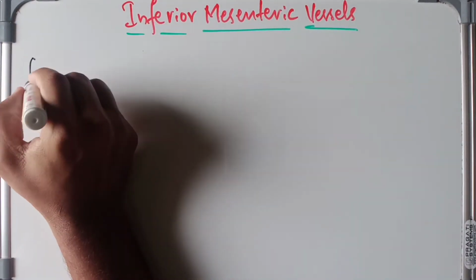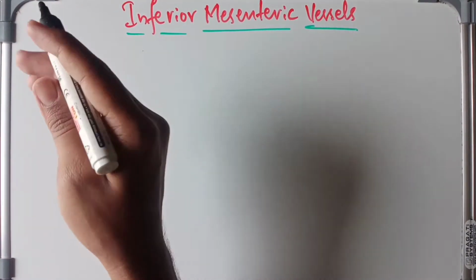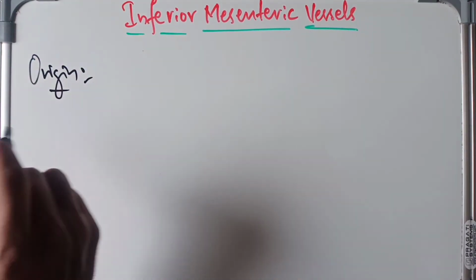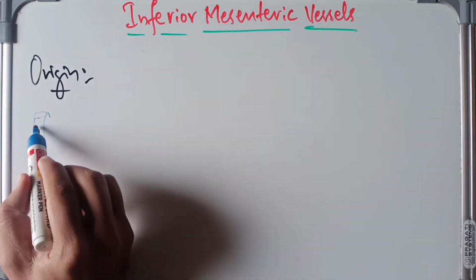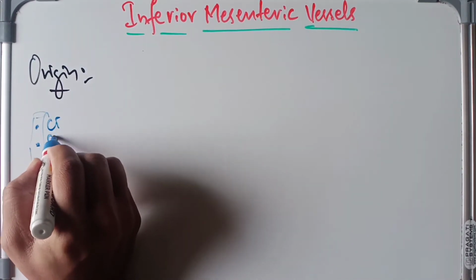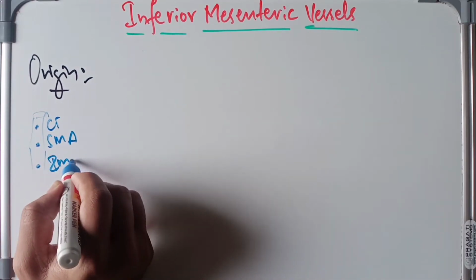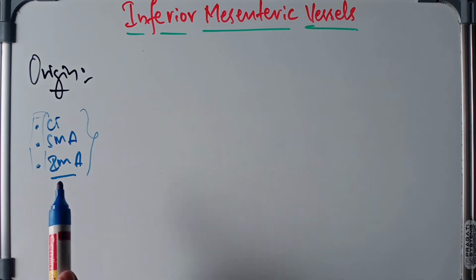So coming to the origin of the inferior mesenteric artery. The inferior mesenteric artery will arise in front of the abdominal aorta, right? Basically we have the abdominal aorta and it will give off three branches: the celiac trunk, the superior mesenteric artery and the inferior mesenteric artery. So these three are the branches of the abdominal aorta.